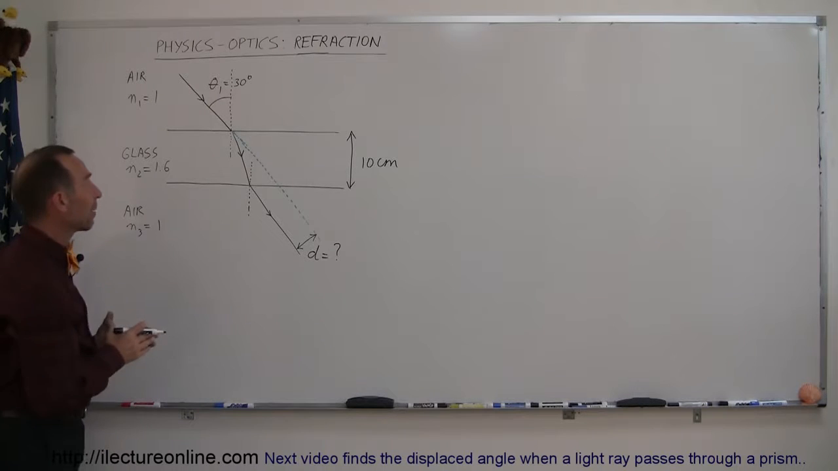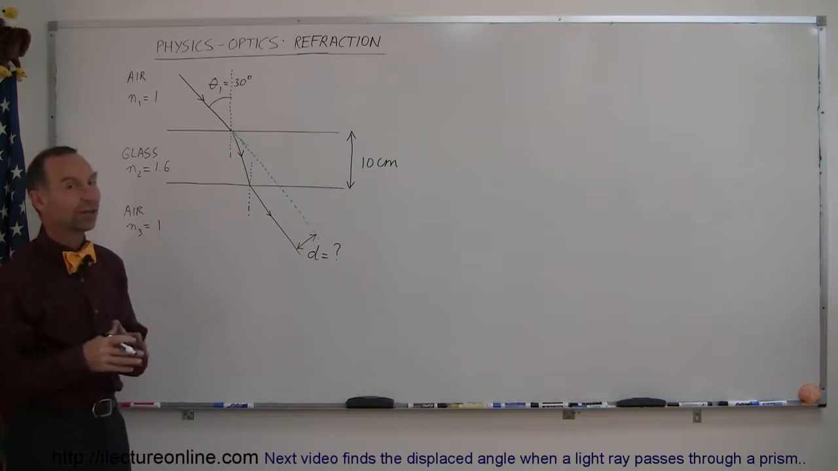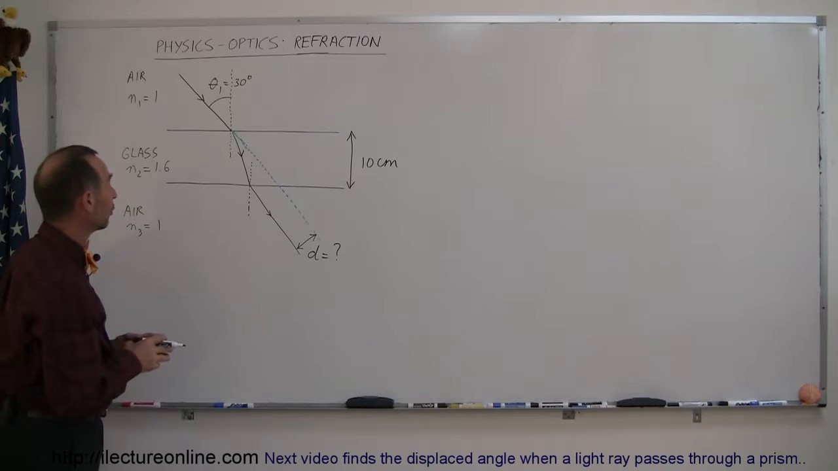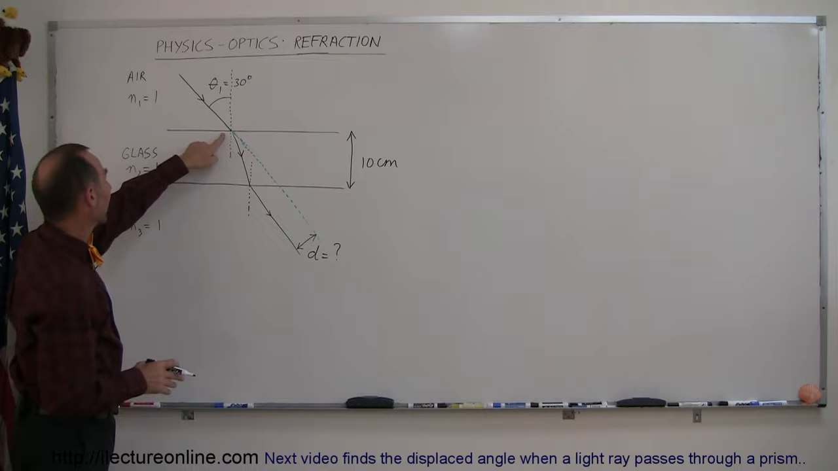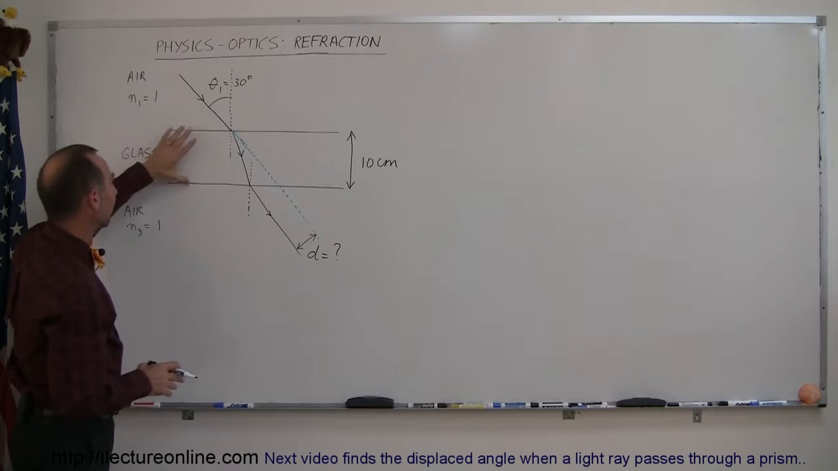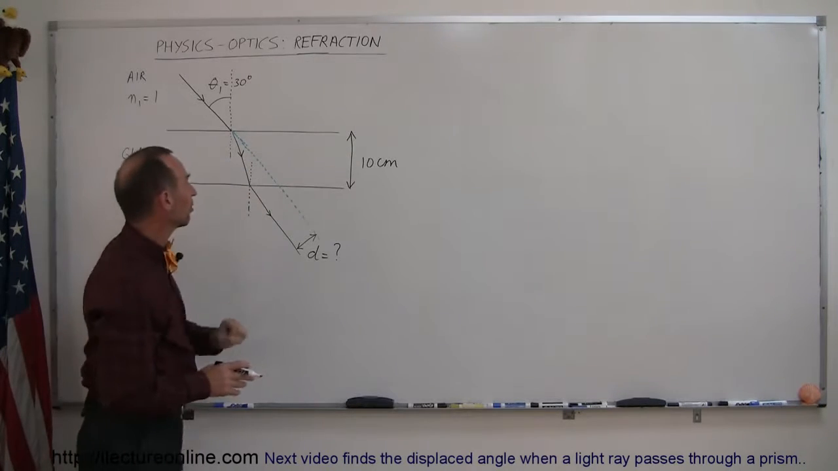And here's our next example of how we deal with refraction. Now this one is a little bit more complicated. Notice that we have a beam of light traveling through air, coming on a boundary between air and glass. Here's a slab of glass that's 10 centimeters thick.